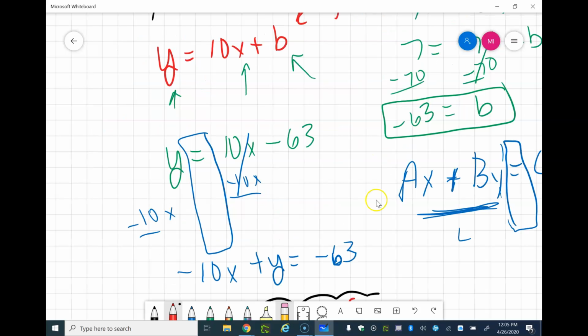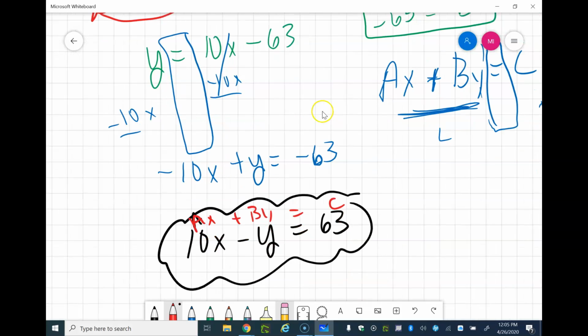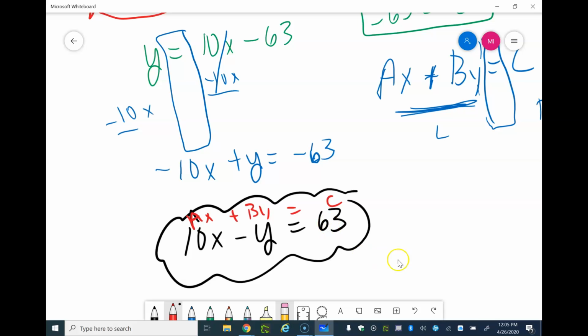Once you get it into the y equals mx plus b, find your m and your b, move to the final step. I call it the final step. Taking this term and moving it over here by changing the sign is our final step. And then it puts it into the form that they're looking for.